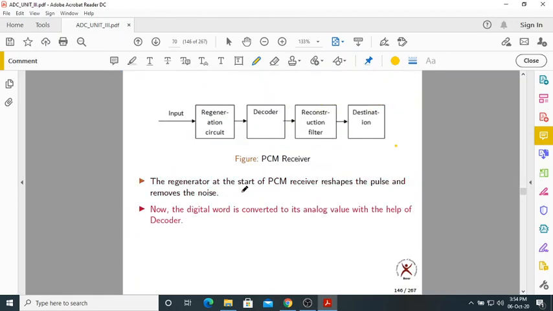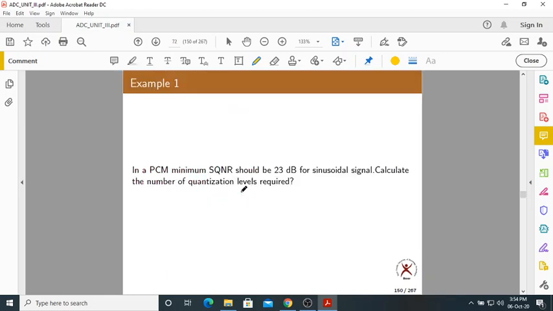Okay, very simple thing: transmitter and receiver. In the transmission path we have regenerative repeaters, which eliminate the accumulation of noise at regular intervals. Now, let us take one example. In a PCM, the minimum SQNR should be 23 dB for a sinusoidal signal. Calculate the number of quantization levels required. I hope you can solve this.